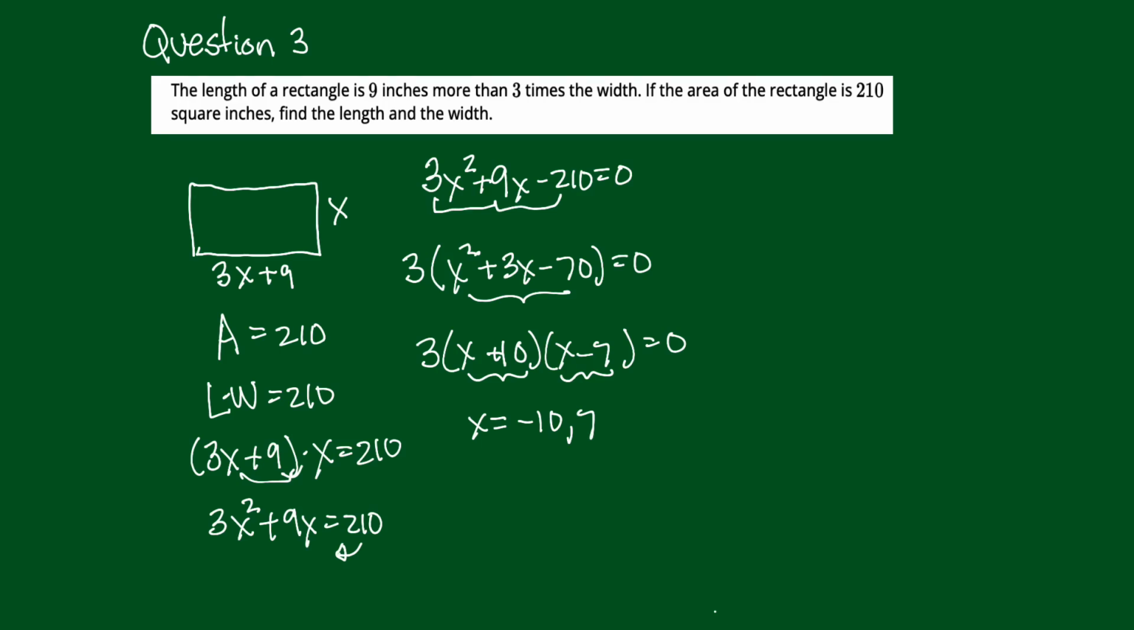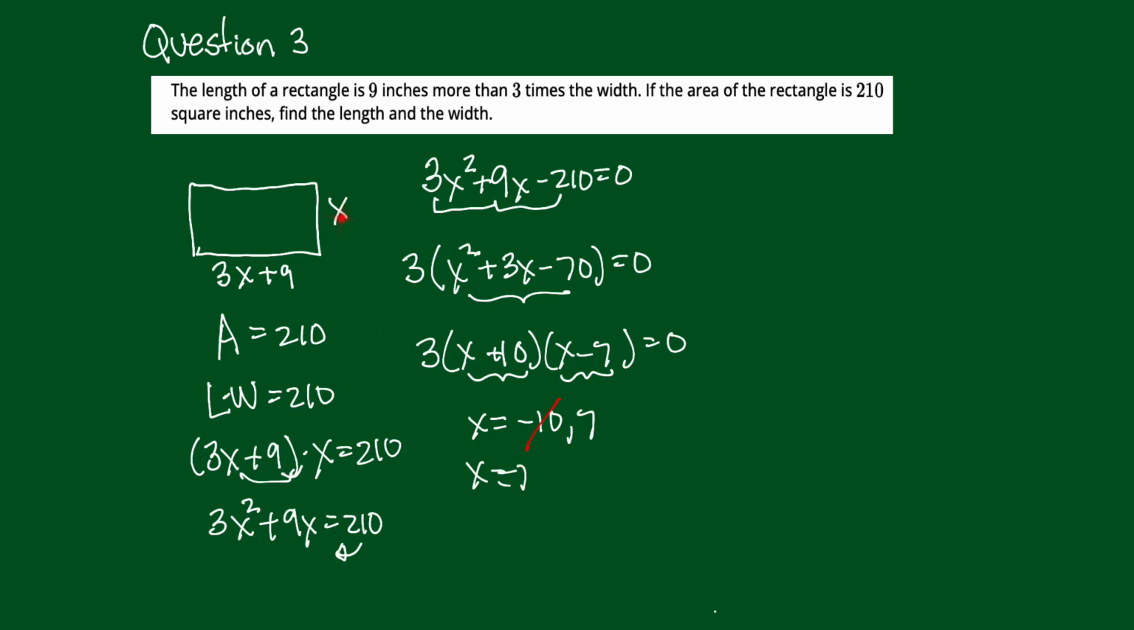Now I got two answers here, but these two answers solve the quadratic equation, but which one, if both of them, maybe solves the actual problem? Here's the problem. Problem says, up here, find the length and the width. Well, the length can't be a negative number, right? You can't have a negative number, so we're going to cross that one out. It solves the equation, but it does not make any physical sense. So we're going to say now that x is 7.